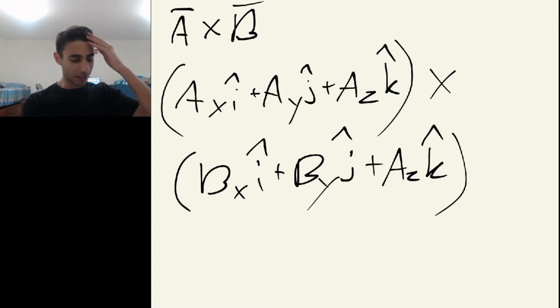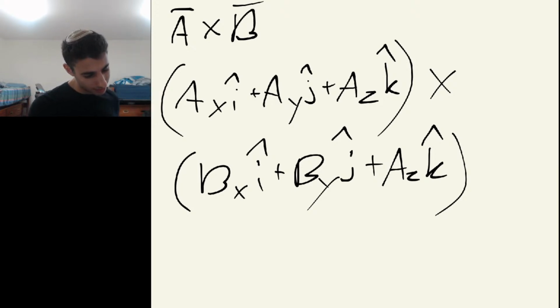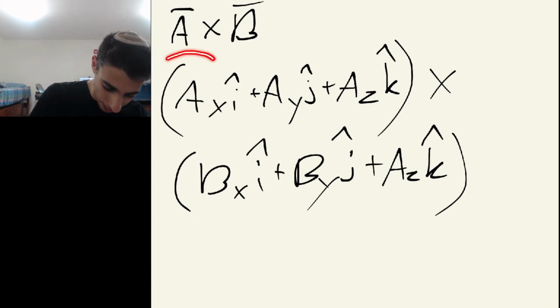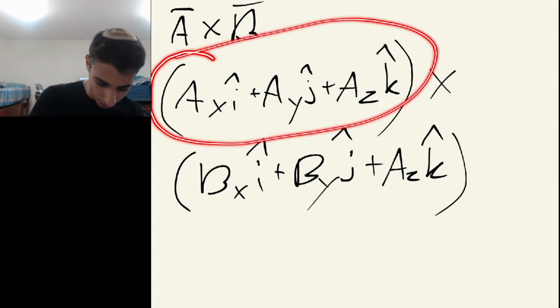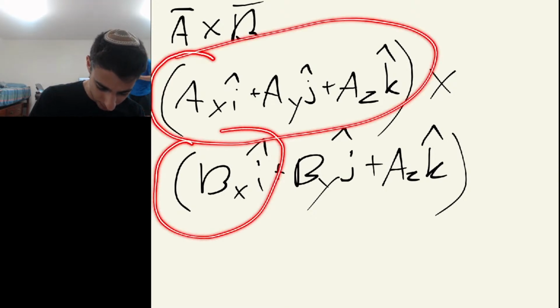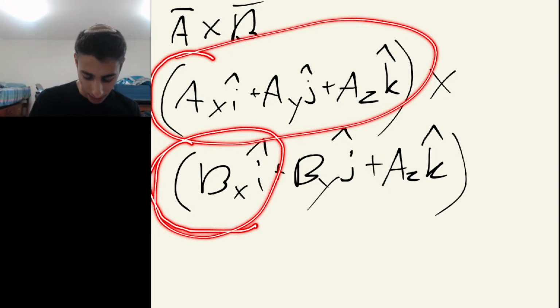But anyway, what does the cross product mean? Well, we could FOIL it. We could take the cross product of every single thing. I just want to show you what I'm going to look at so that it's not confusing. We're going to take this entire thing and cross product it with this component. So we'll have A_x i cross B_x i, plus A_y j cross B_x i, plus A_z k cross B_x i.